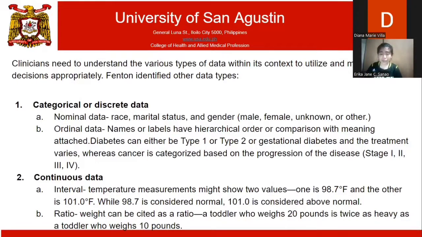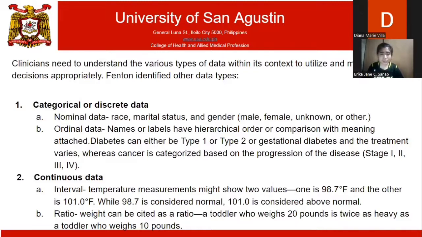Fenton identified other data types. One is categorical and discrete data. These are data elements that represent mutually exclusive categories or labels. Types of categorical data are nominal data and ordinal data. Nominal data is a name category such as race, marital status, and gender, such as male, female, unknown, or other. For ordinal data, names or labels have a hierarchical order for comparison, with meaning attached.